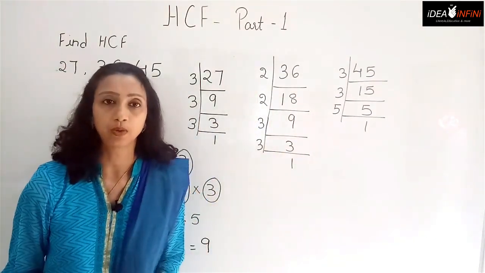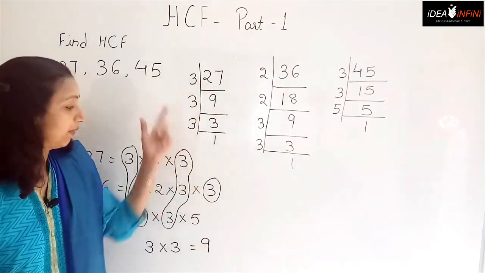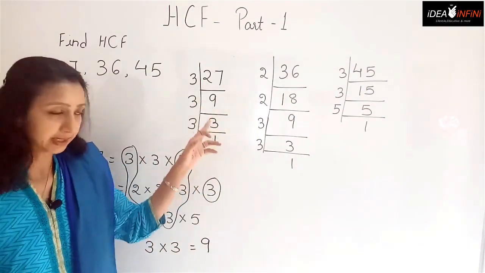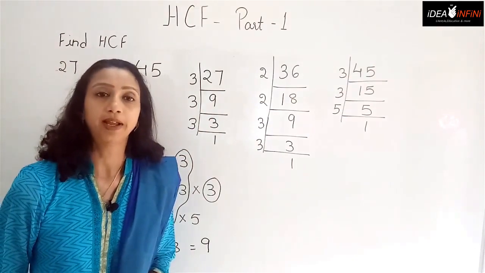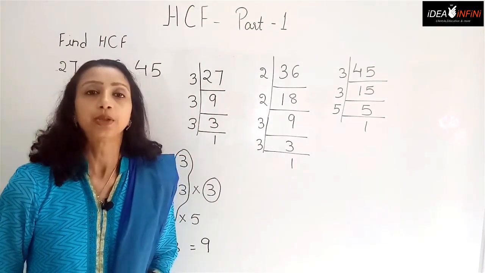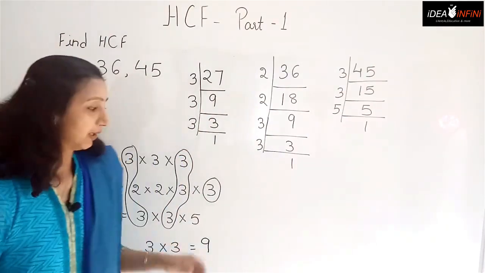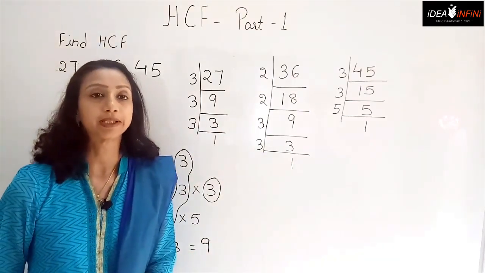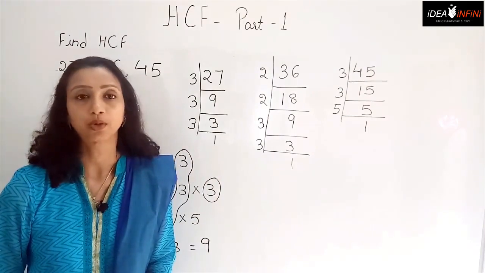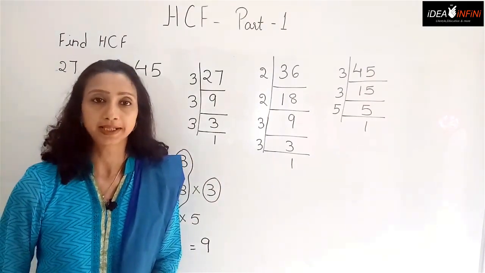You can check it out also. Divide this 27 by 9, you get 3. It is divisible. 36 is also divisible by 9 and 45 is also divisible by 9. So that's a check also. Because when you find out the HCF, you can check whether that HCF is divisible by all these 3 numbers or not. That means the answer is correct.